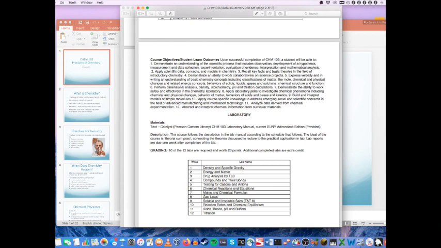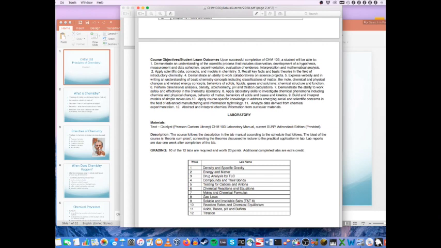You will apply course-specific knowledge to address emerging social and scientific concerns in the fields of advanced manufacturing and information technology, as well as other things such as environmental science and medicine. And you will analyze data derived from chemical experimentation, and you will abstract and interpret chemical information from curricular materials.